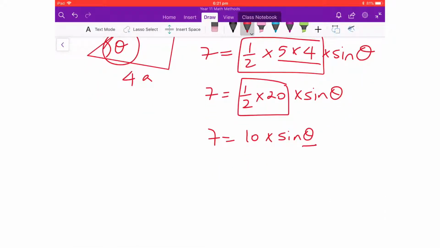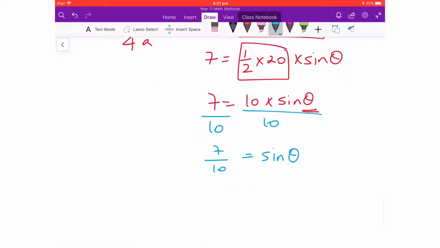I want theta on its own, so there's a few steps I need to do. The first thing I'm going to do is get rid of this multiplied by 10. So I'm going to divide by 10 on both sides. I might actually just write it as a fraction. I'm going to divide by 10 on both sides. So 7 over 10 is equal to sine theta.